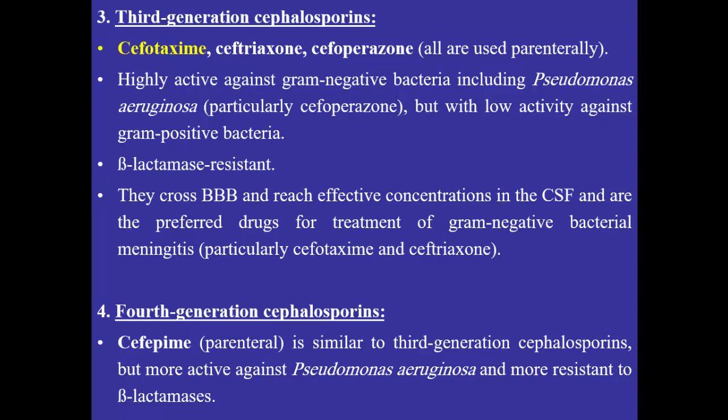They are beta-lactamase resistant, so I can use them in treatment of beta-lactamase producing bacterial infection. They cross the blood-brain barrier and reach effective concentration in the CSF and are preferred drugs for treatment of gram-negative bacterial meningitis. So, third generation: acid labile, destroyed by gastric HCl, so I can't use them orally, only by injection. They are active against gram-negative bacteria, including Pseudomonas. They are beta-lactamase resistant, and they can cross the blood-brain barrier, so I can use them in treatment of meningitis.